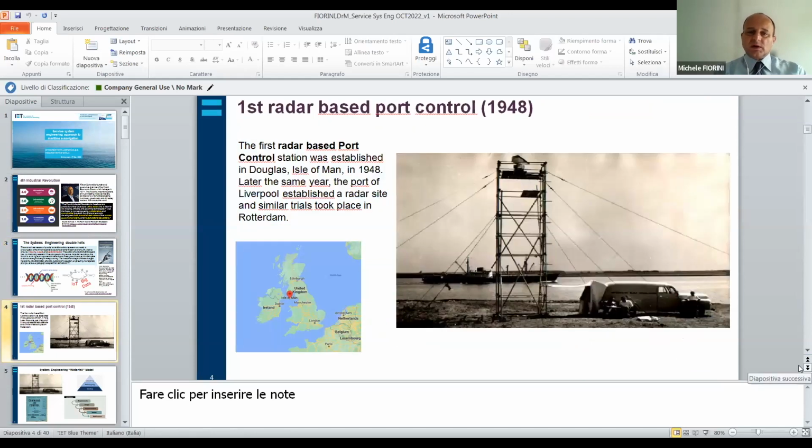Let's come back a little more specifically to the maritime domain, with a very brief historical introduction. The first radar control installed was, of course, a port control system installed in the Isle of Man in 1948. It was basically composed of a system formed just by radar and radio communication follow-up. The purpose was essentially to monitor the traffic in the port, which is pretty much the basic concept that is still in place today.